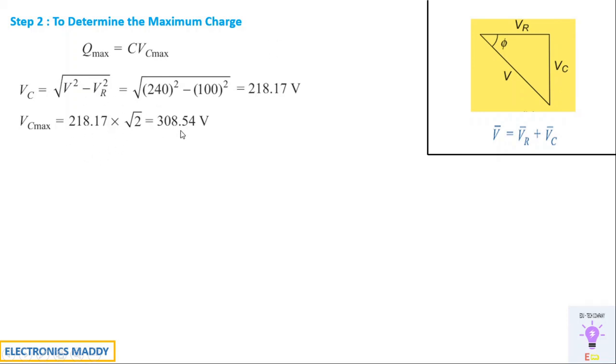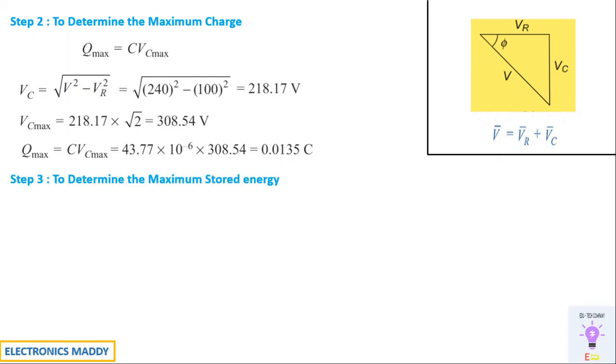So once we know this, we'll be able to substitute in the equation Q max is equal to C into VC max. Substitute all these values, we will be getting 0.0135. That is the value of charge, that is coulomb. C is denoted as coulomb. So that is the value of the charge stored with respect to Q max. So the maximum charge we have found out.